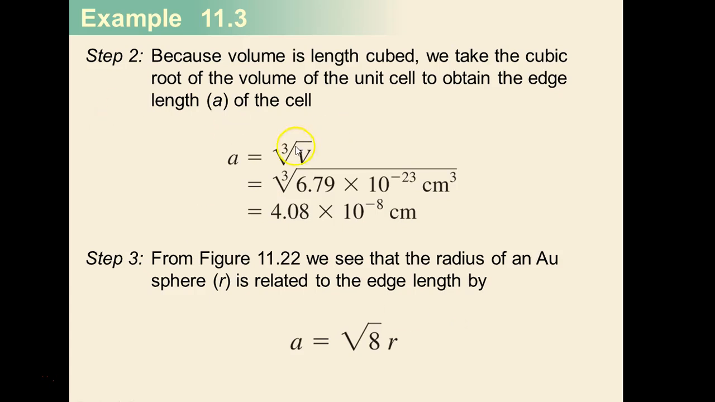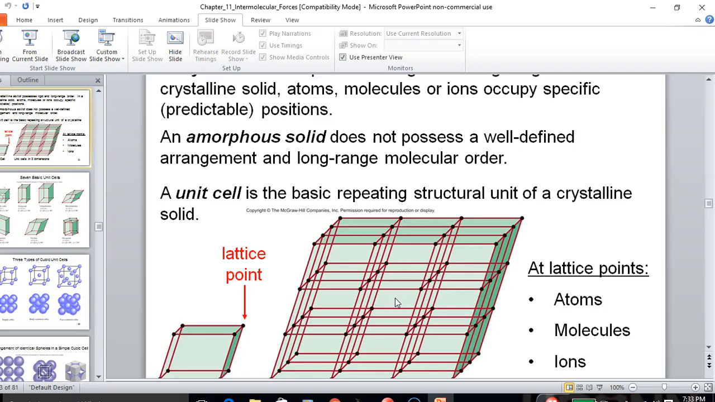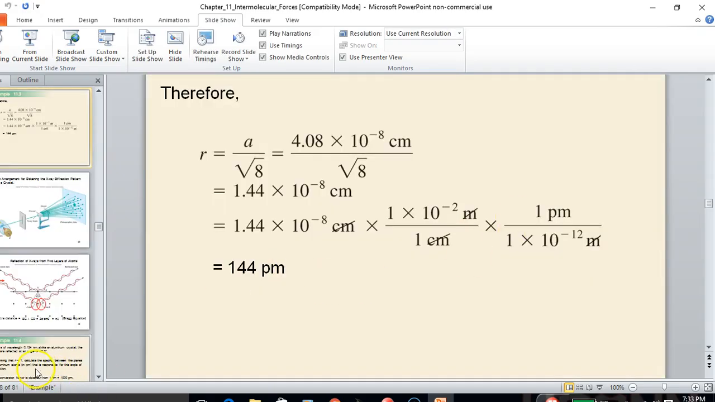We plug volume back in to the edge length formula. And now we have our edge length, and we're going to use it to find the radius of the sphere. That radius of the sphere comes out to be 144 picometers. That does it for our crystal structure video.